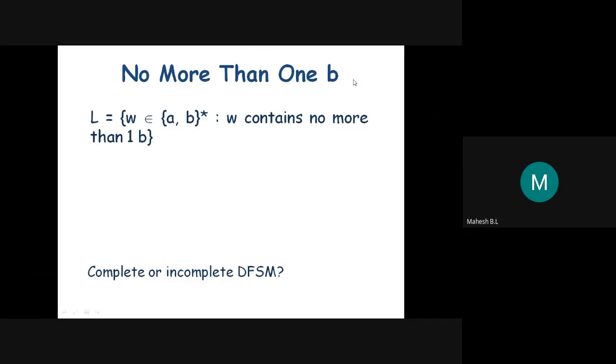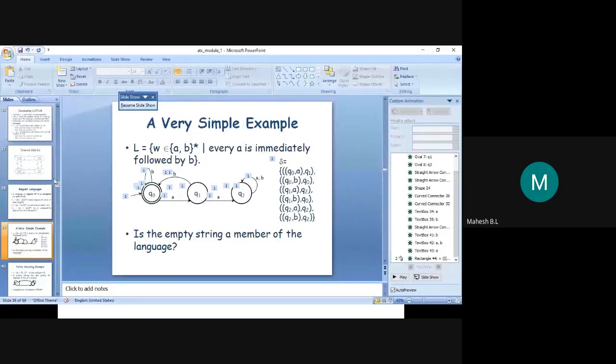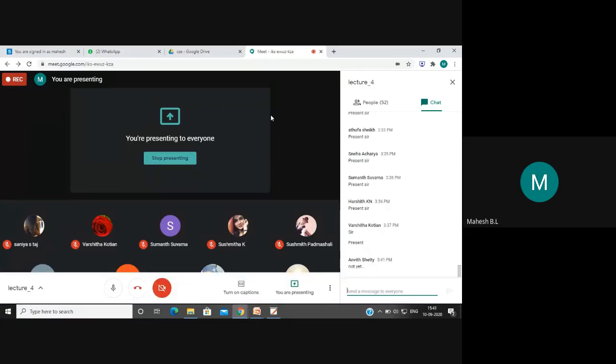So W contains no more than one B. Is it done? W contains no more than one B. Is it done? Okay, complete the problem. Be ready with the solution for the next class.